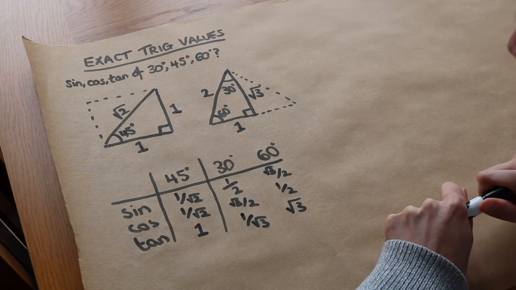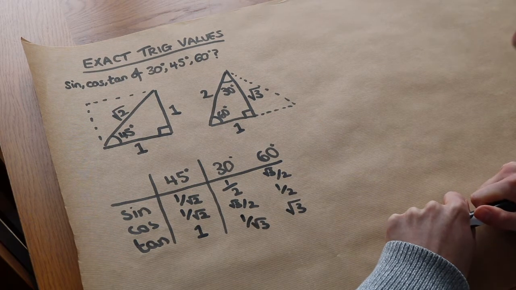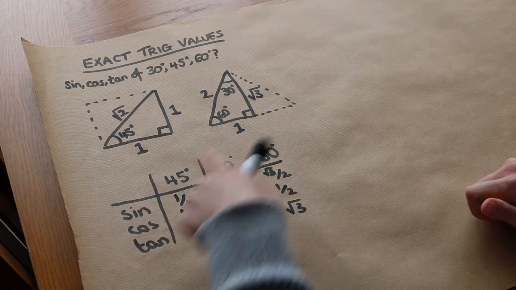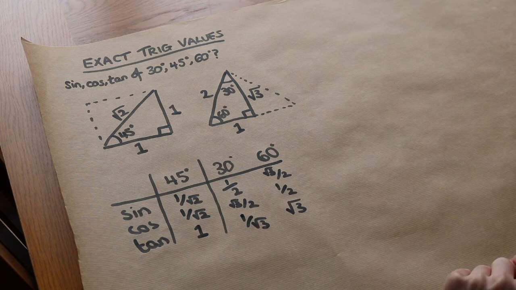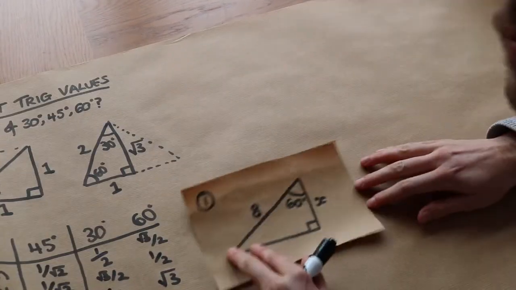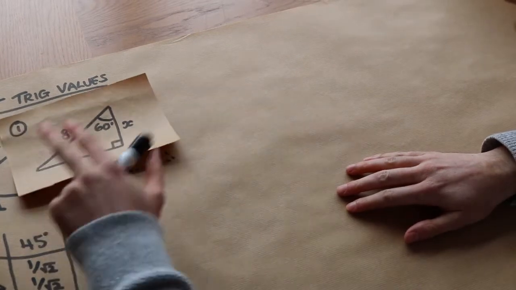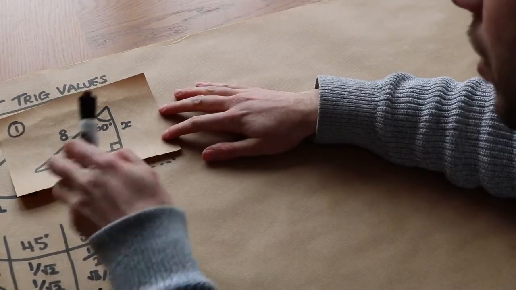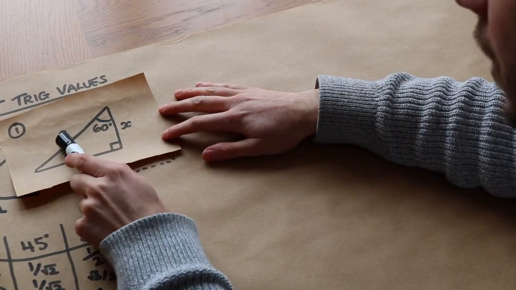Now, what we're going to then do is solve questions involving these exact values here. So I've first got this question here. We've got this triangle, we've got this 60-degree angle, we've got that 8, and we want to work out what x is.